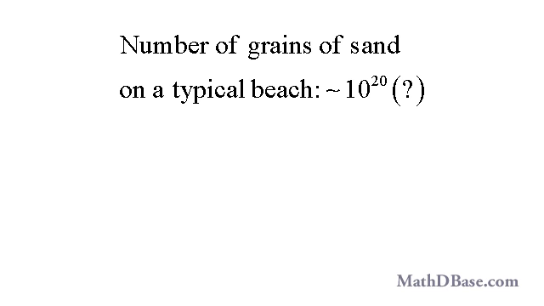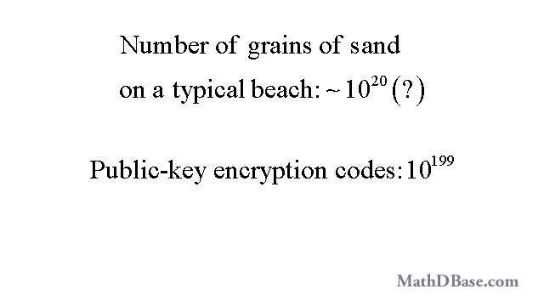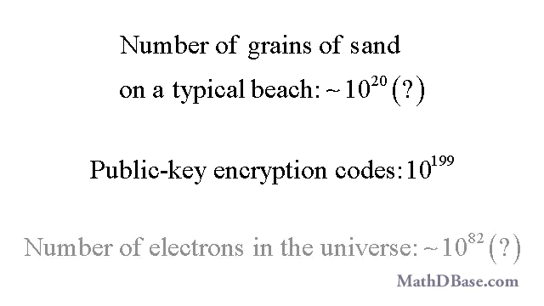10 to the 20th is the probable range of the number of grains of sand on a typical beach. Governments, large businesses, and banks use numbers in the 10 to the 199 range for public key encryption codes in electronic communication. By contrast, the number of electrons in the universe is once stated to only be in the 10 to the 82 range.